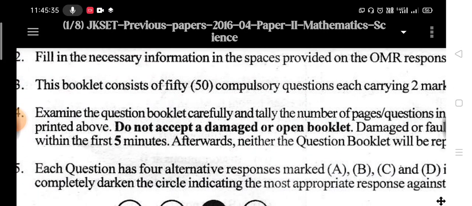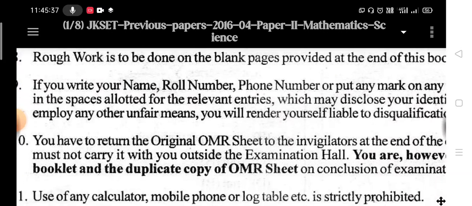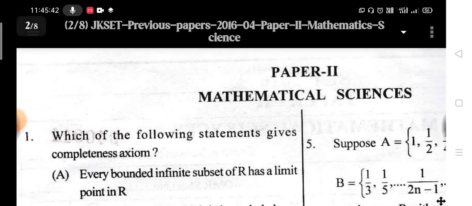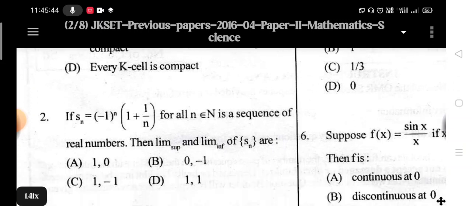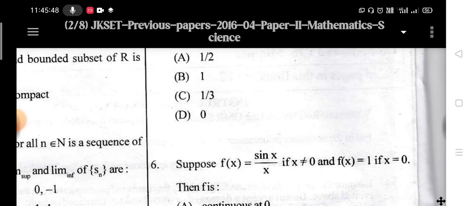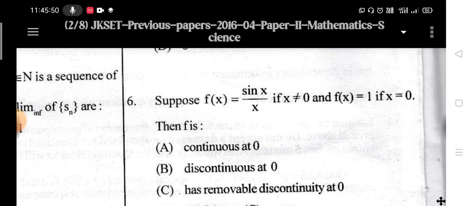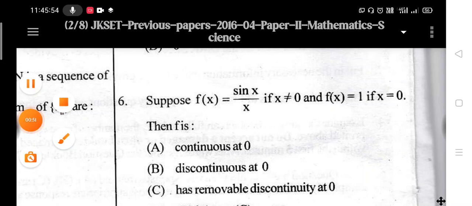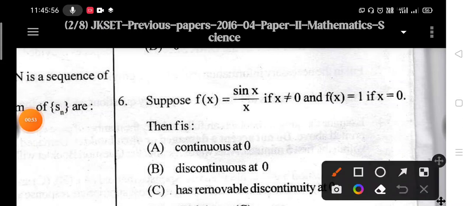So this is going to be the lecture number 2 as far as your set exam is concerned. We had done some questions, and in this lecture we will take some more questions. Let me take this one first. If you see carefully at this question, this is from the concept of continuity.